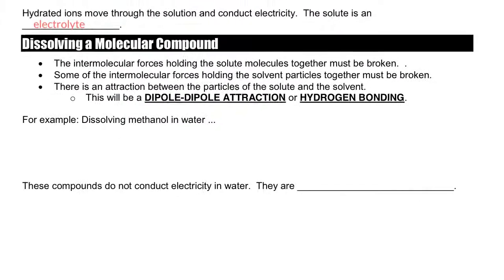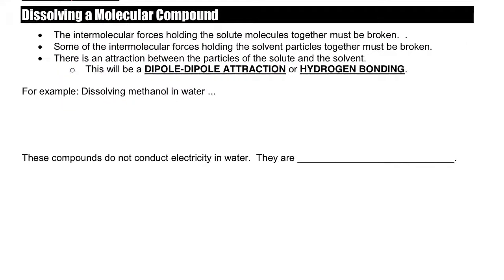But let's talk about dissolving molecular compounds. Just like when we were dissolving the ionic compound, we had an ion-dipole attraction, now we have dipole-dipole attractions. Or remember, there's a special kind of dipole-dipole attraction called hydrogen bonding. For example, dissolving methanol in water. I'm going to draw it out for you. Here I have a molecule of methanol, and here I've just drawn two molecules of water.